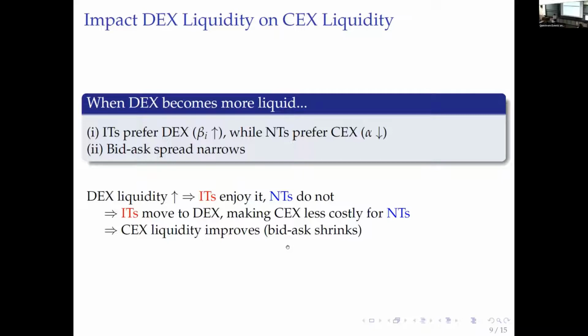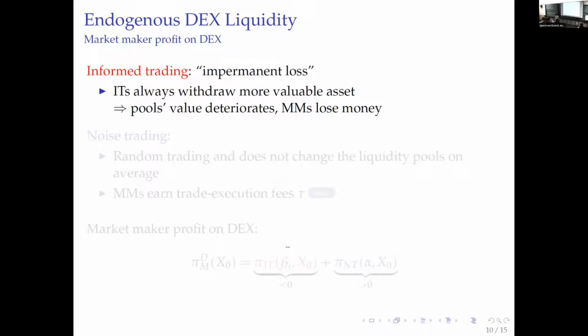And because of this difference, first, informed traders are more likely to trade on a DX, meaning that adverse selection on a centralized exchange is mitigated, okay? Bid-ask spread shrinks, and this is going to make CX less costly for noise traders. So noise traders want to move to the centralized exchange, and this is going to mitigate adverse selection even more, and CX liquidity increases. Okay, so we can say that DX liquidity is going to have a positive spillover effect on centralized exchange liquidity. And this is going to be very useful when we talk about endogenous liquidity on a DX.